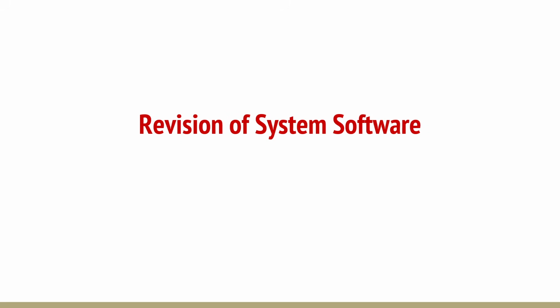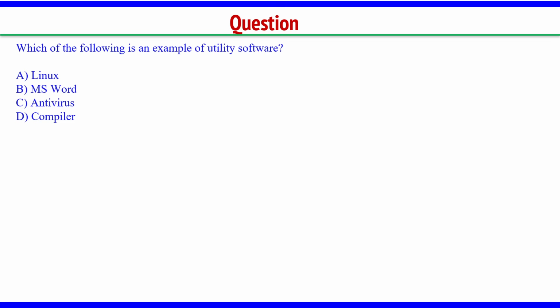So again, as usual, let's see some questions and try to understand more about system software. Which of the following is an example of utility software? You pause the video, watch it, guess the answer, and then only continue the video. Please do that activity, only then you can remember it, and it will help you in the exam.